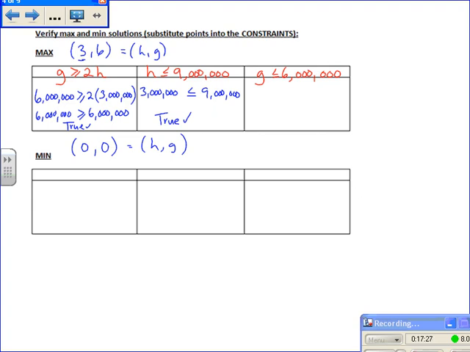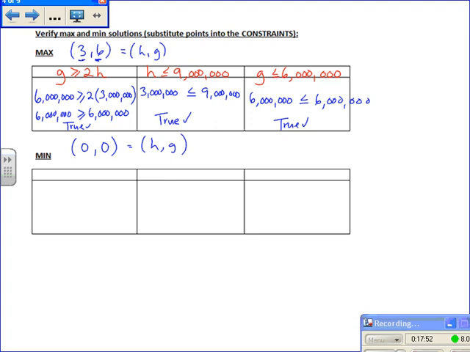And the last constraint I have is that the liters of gas have to be less than or equal to 6 million. Well, gas was in my maximum, gas was 6. Okay, so 6 million is less than or equal to 6 million. Yes, that's true. 6 million is equal to 6 million, so that's true. Okay, and so far my maximum point satisfies all my constraints.